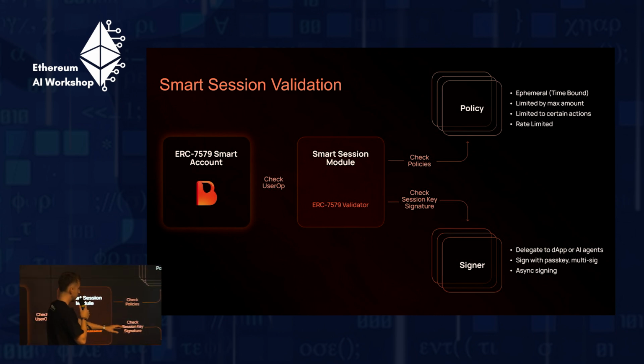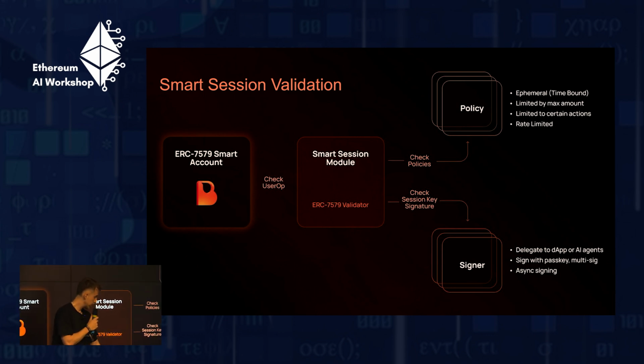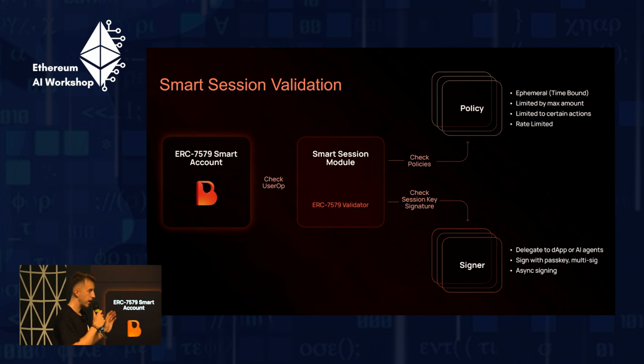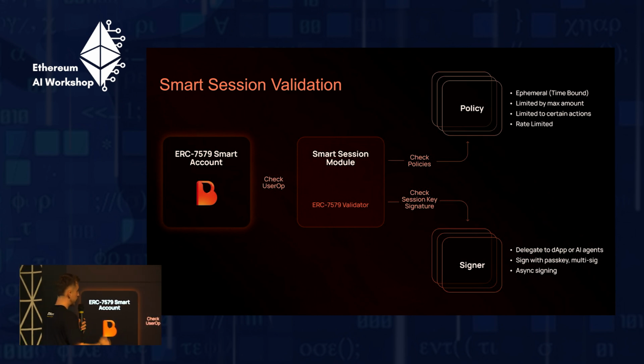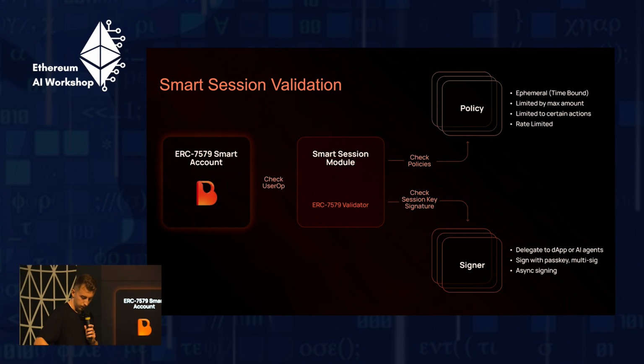It can sign with passkeys, multi-sig, or different signature schemes. And it's also async, meaning that we don't have to worry about it, right? So we are offline and the AI agent is signing for us. But in the same way, it's very permissioned because we gave it the policies and permissions.